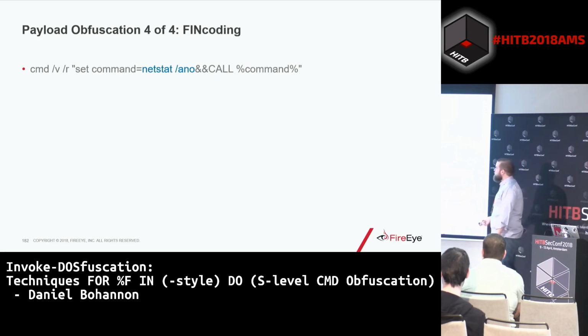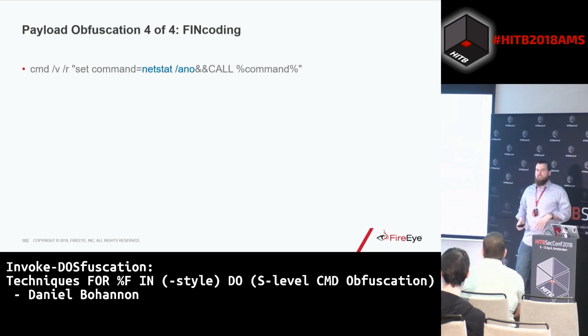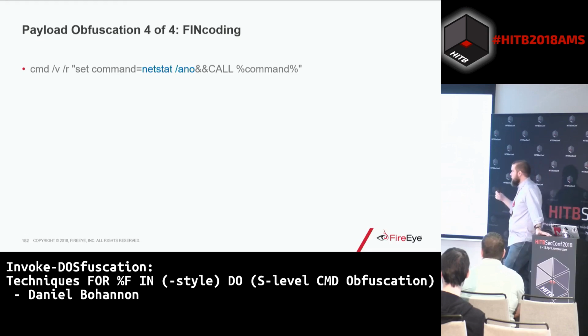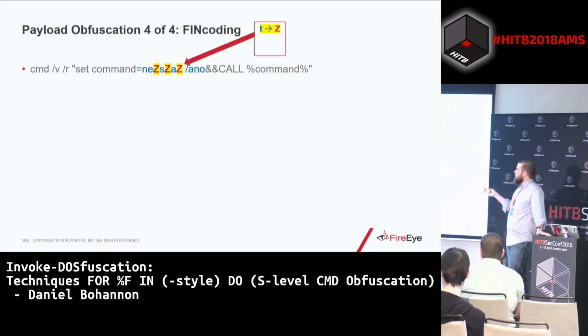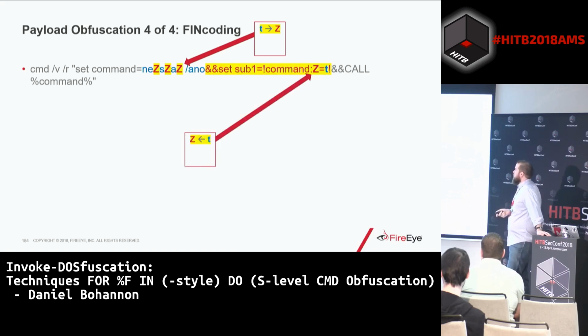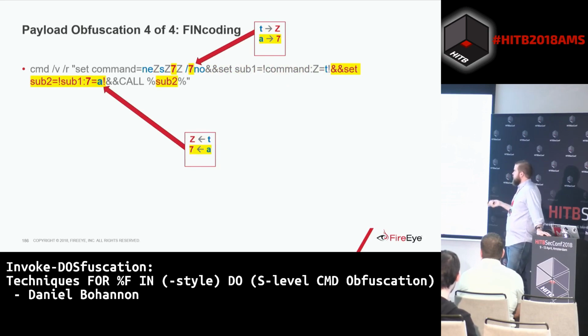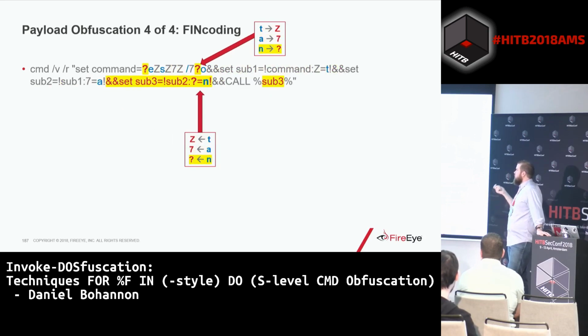The very last one is FIN coding. And so basically what we're going to do is select characters. And this is similar to the Out-FINcoded command POC that I released a year ago, or last year. But basically you can take characters. So let's say we want to take every character T in netstat and replace it with a capital Z. So we replace that. And then we have to add an additional command to say substitute in memory capital Z's with lowercase t's. And then set that in sub1, and then we'll just execute this variable called sub1. We'll do it again and say, all right, replace all lowercase a's with 7s, do another substitution, replace n's with question marks, etc.